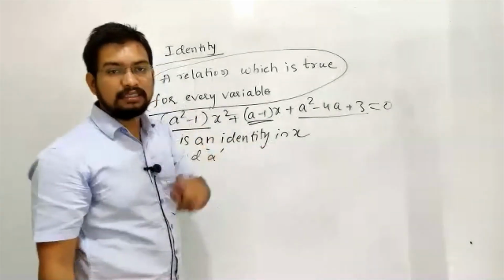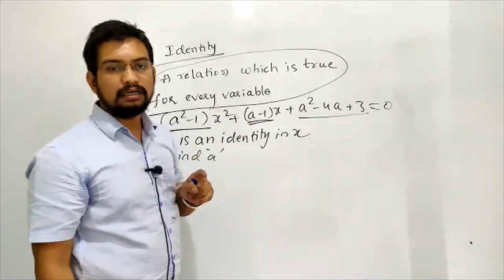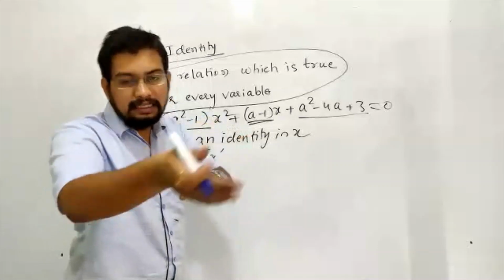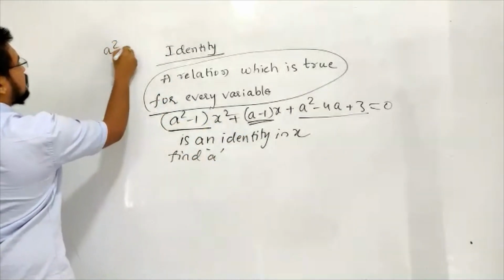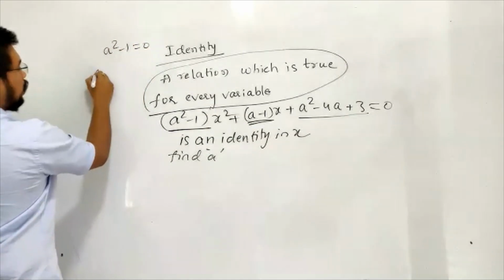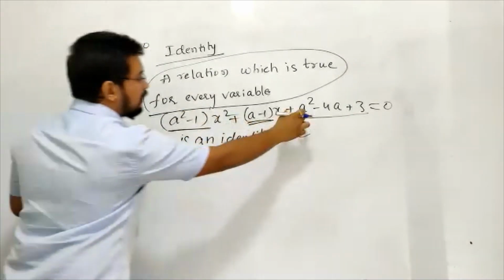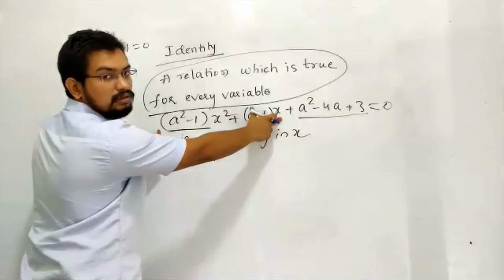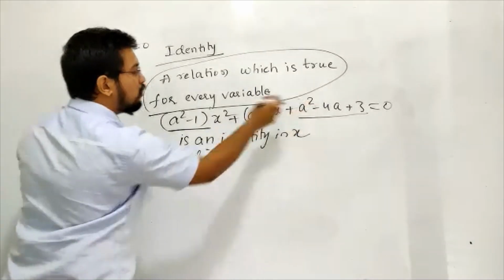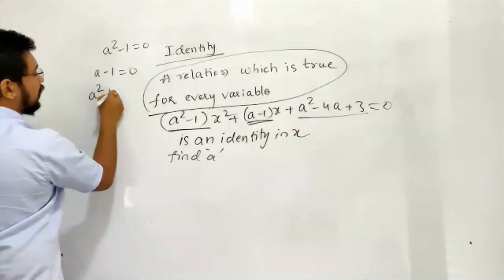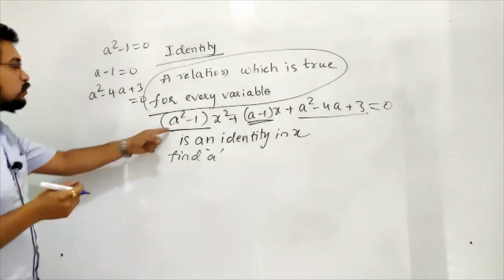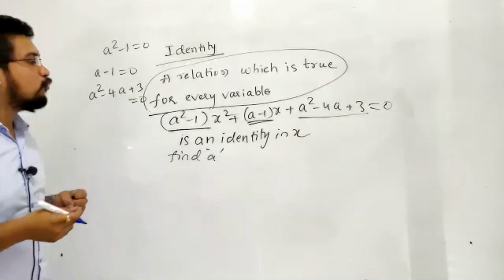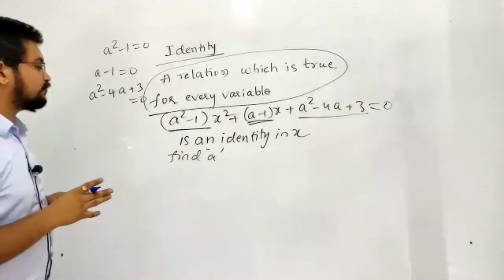Here the variable is x. X అనేది ఒక వేరియబుల్ ఇక్కడ. ఆ x మీద నుండి డిపెండెన్సీ తీసేయాలి మనం. So again I'll make these coefficients equal to 0. A square minus 1 is 0. A minus 1 is 0. And finally, if these two are zeros, what do you get? You'll get a square minus 4a plus 3 equated to 0.